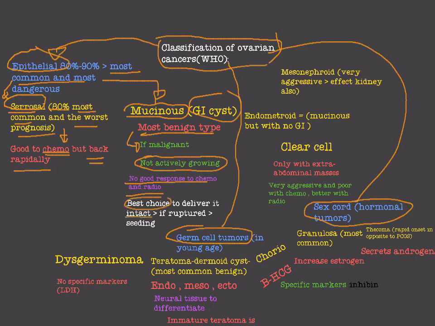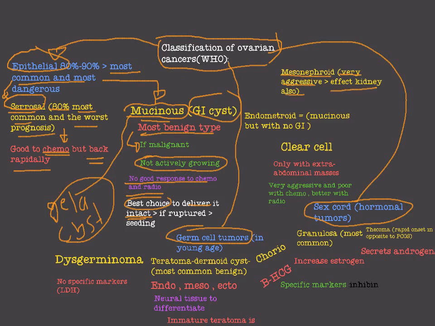The mucinous type comes as a gelatinous cyst. The best way of treatment of this gelatinous cyst is to deliver it intact, and be careful not to rupture it, because if you rupture the gelatinous cyst, it will make some seeding. So serous type, mucinous type, and the third type is mesonephroid type. Mesonephroid type is a very aggressive type of epithelial ovarian cancer. It affects the kidney, and it is very aggressive.